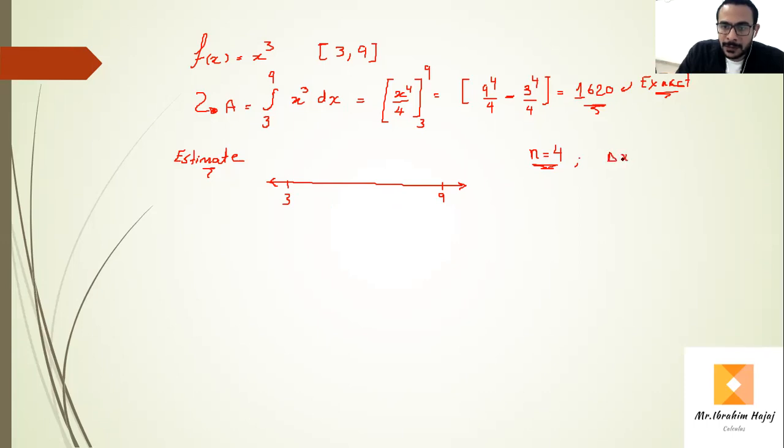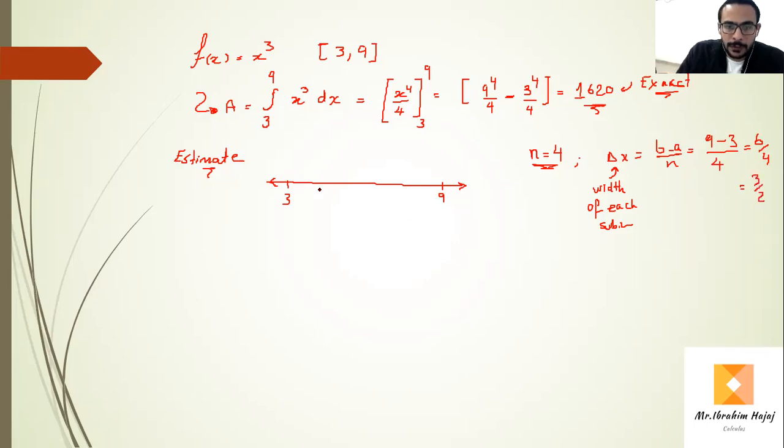Now to find delta x, which represents the width of each subinterval, it equals b minus a over n. What is b? 9. What is a? 3. Over 4, the number of rectangles or subintervals. 9 minus 3 is 6, over 4. So it's equal to 6 over 4, simply 3 over 2.